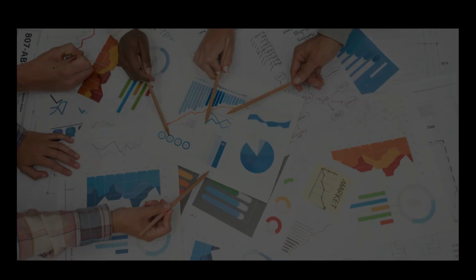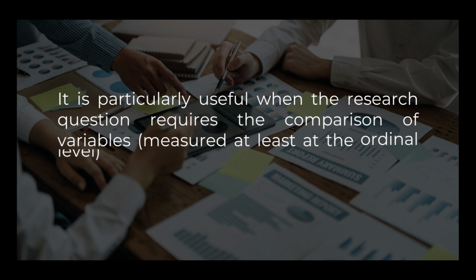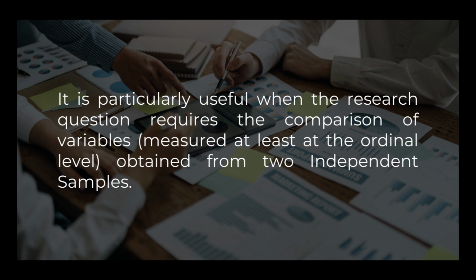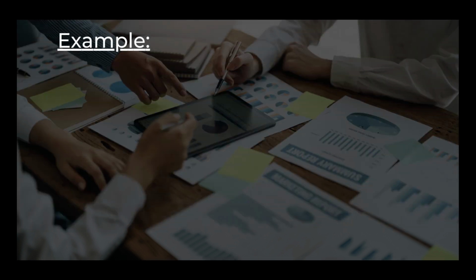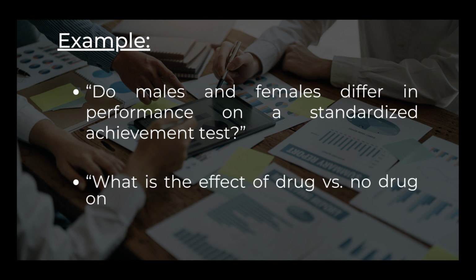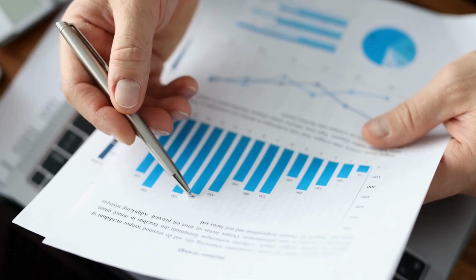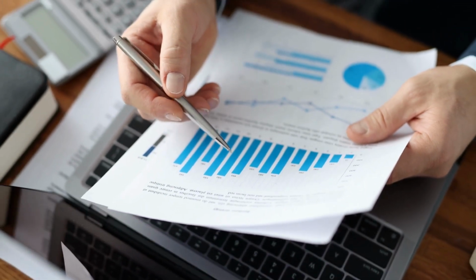What does it mean? The independent sample t-test is used for testing the differences between the means of two independent groups. Independent groups means they are independent of each other and they are not related. It is particularly useful when the research question requires the comparison of variables, which must be measured at least at the ordinal level, obtained from two independent samples. For example, do males and females differ in performance on a standardized achievement test? What is the effect of the drug versus no drugs on rats' maze learning behavior? It means that here we want to compare two independent samples with respect to one variable.